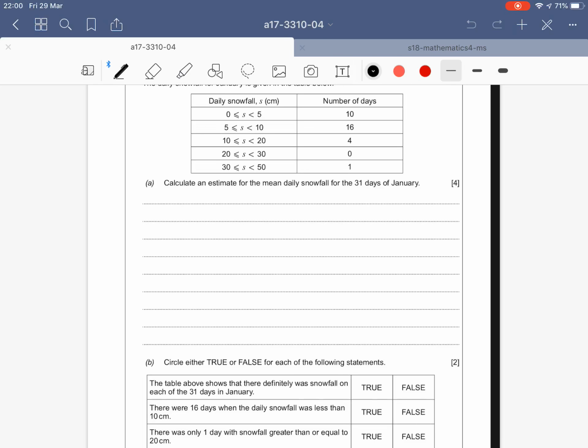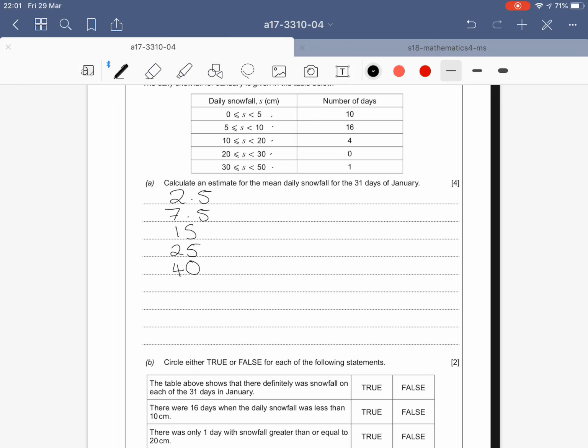because it's a grouped frequency table, the first step is you need to find the midpoint of all of these groups. So the midpoint of the first one, between 0 and 5, is 2.5. Between 5 and 10 is 7.5. Between 10 and 20 is 15. Between 20 and 30 is 25. And between 30 and 50 is 40.